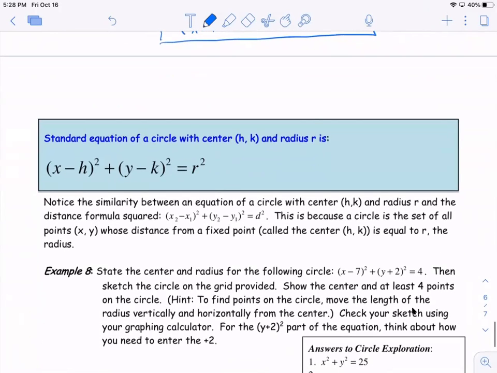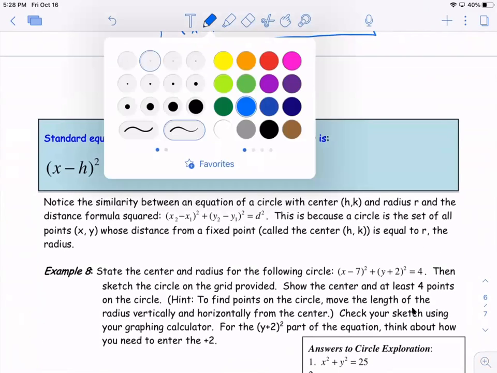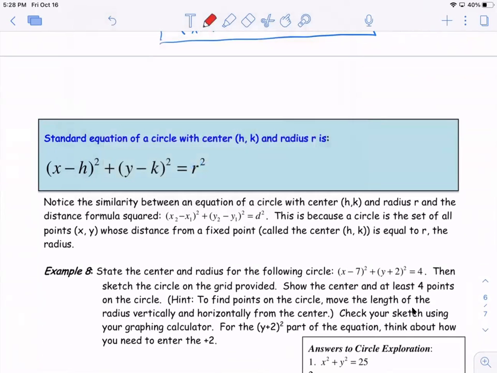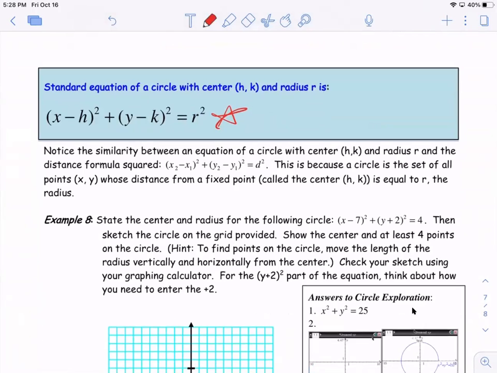So this is the standard equation for a circle. So this is something that you are definitely going to want to know. And notice the similarity between an equation of a circle with center (h, k) and radius r and the distance formula squared, right? (x2 - x1) squared plus (y2 - y1) squared equals d squared. This is because a circle is the set of all points (x, y) whose distance from a fixed point, which we call the center (h, k), is equal to r.